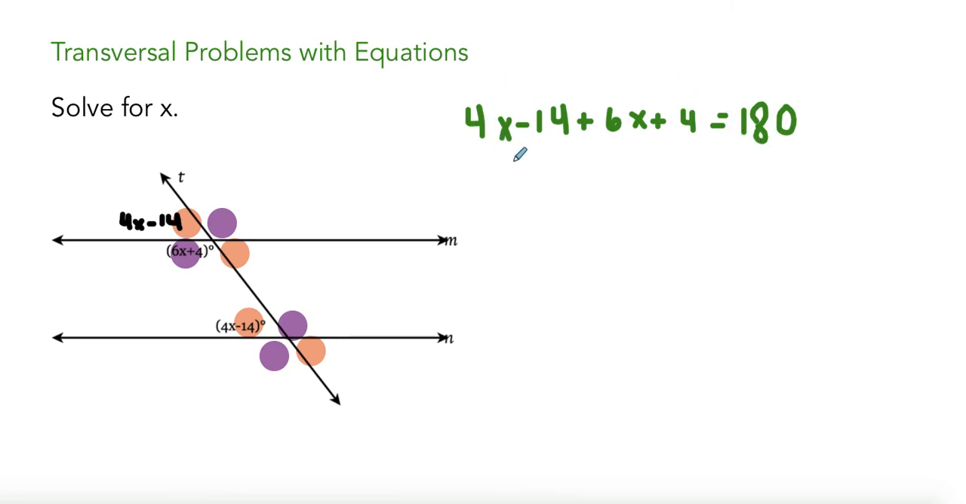Let's go ahead and combine our like terms. I have 4x and a positive 6x, so together I have 10x. I have negative 14 plus 4, so together I have negative 10 equals 180 degrees. To highlight what I did is I just found my like terms and I simplified.